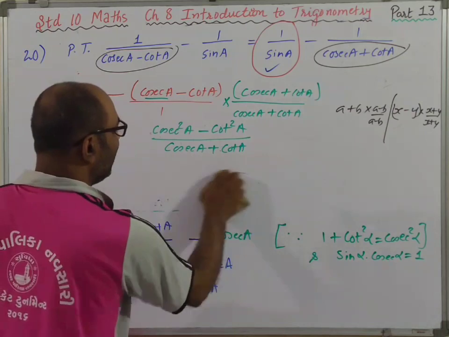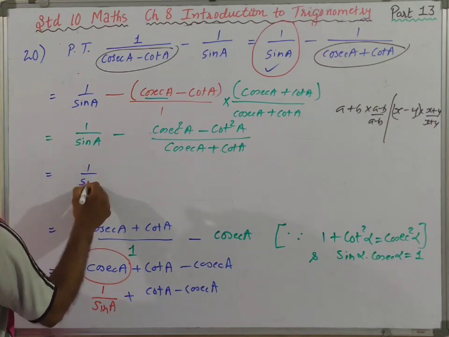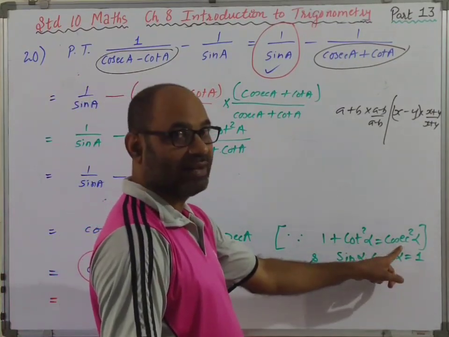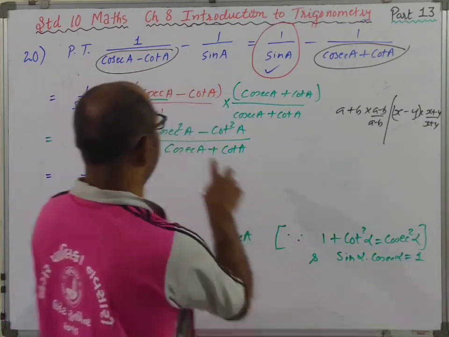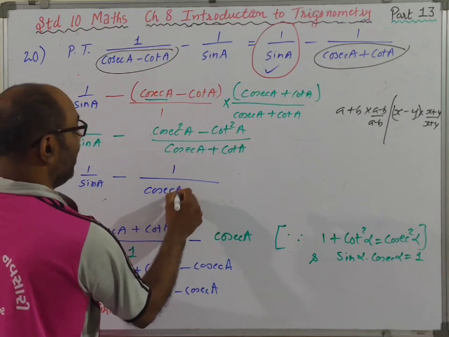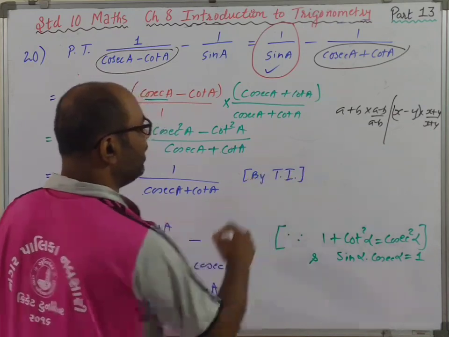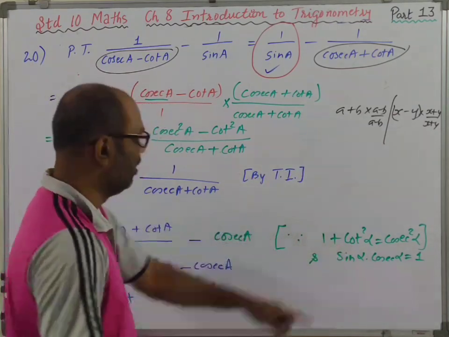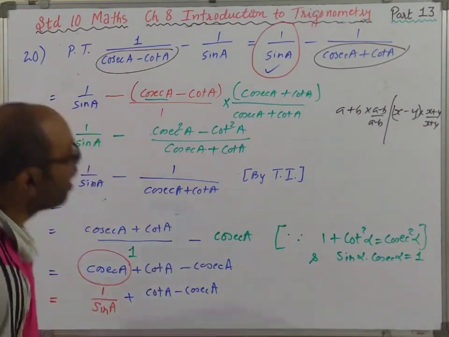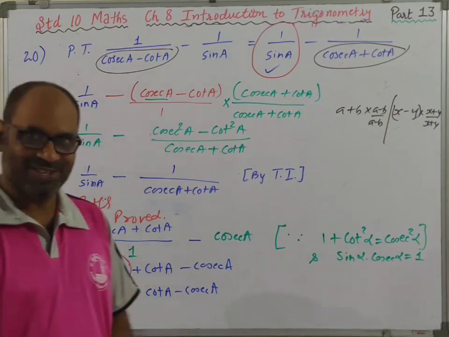Good. Now see, we are almost done with our work. That is equal to 1 upon sine A minus. Once again, we use this. 1 plus cot square alpha is cosec square alpha. So cosec square minus cot square. Cosec square minus cot square is 1 upon cosec A plus cot A by trigonometric identity. By this identity, all right, and we can say, yeah, that is equal to RHS. Proved. I hope you have understood.